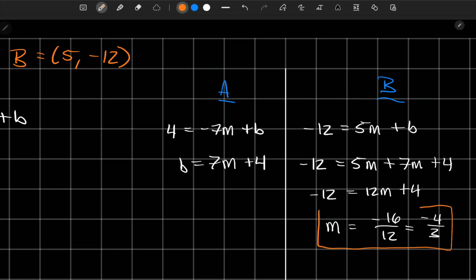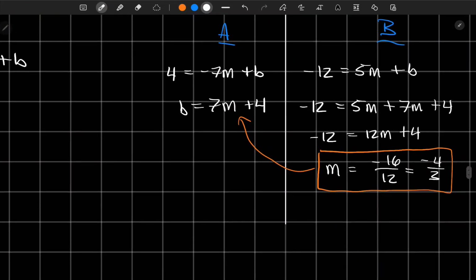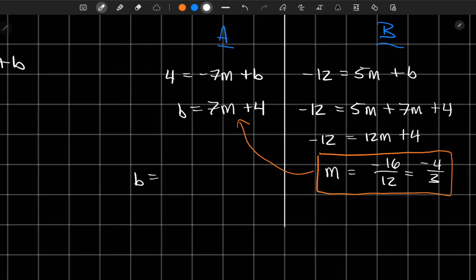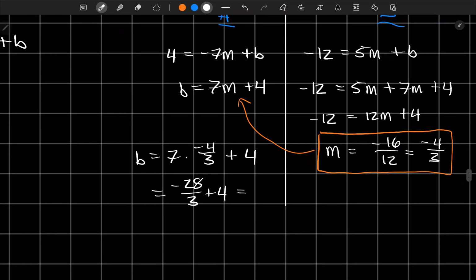So, we've found an m value here. Then, plugging that m value back into this equation to get what b is, we find that b is equal to -7 times -4 over 3 plus 4. Then it's -28 over 3 plus 4, which is equal to -16 over 3.